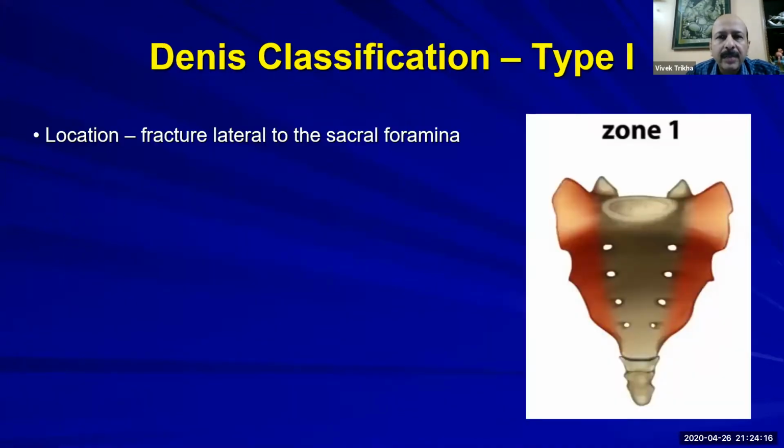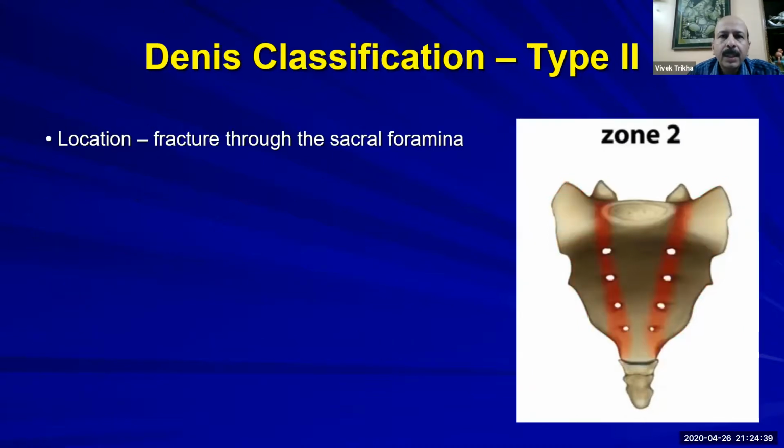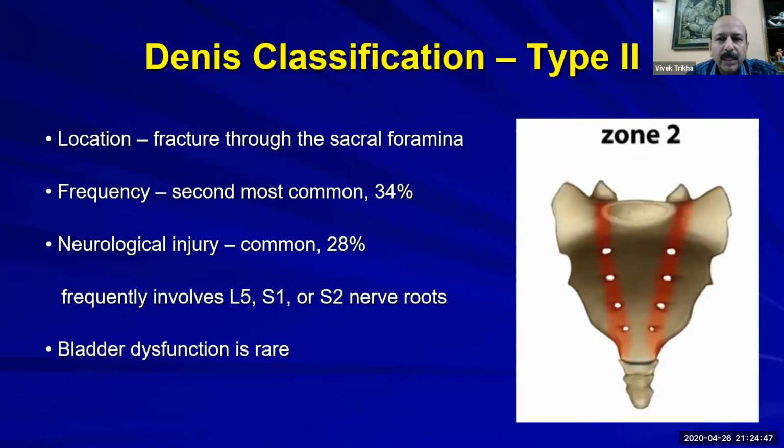If you look at the Dennis classification, it is based on where the fracture is placed according to the neural foramina. Zone 1 is lateral to it, which is the most frequent. Neurological injuries are infrequent. Remember, they usually involve the L5 nerve root. Zone 2 fractures are the ones which go through the neural foramina. One of the commonest ones which you find, neurological injuries are there. Bladder dysfunctions are rare in them.